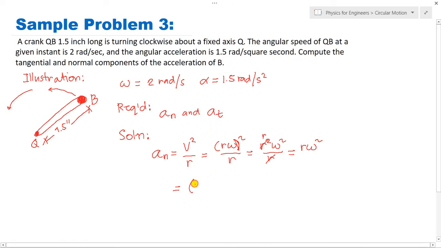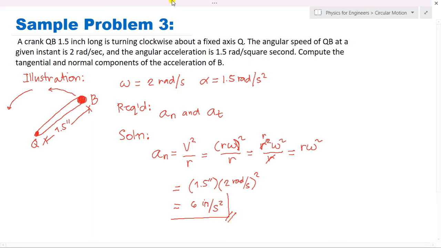So let's say 1.5 inches multiplied by the angular speed, which is 2 radians per second, then squared. So we have a final answer of 1.5 times 4, which equals 6 inches per second squared. That is our normal acceleration, 6 inches per square second.